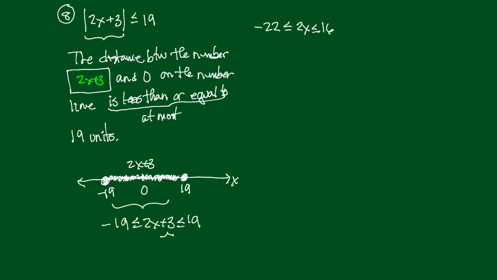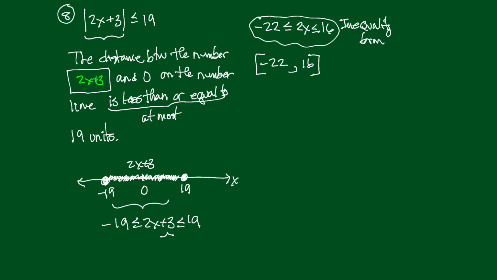Now we have it in inequality form. This form right here, that's probably fine, but this is called inequality form, because I've got an inequality. The problem is asking us for interval form. So just write what you see. -22, comma, 16. The -22 is included, so square brackets. The 16 is included, so square brackets. So this right here, that's what we're looking for. That is the interval form.